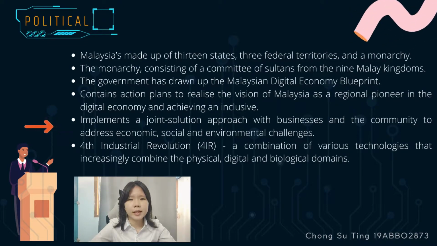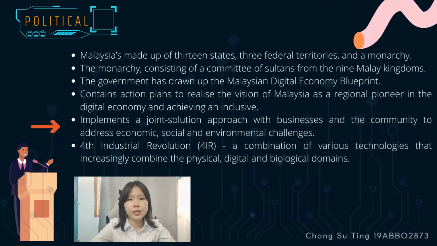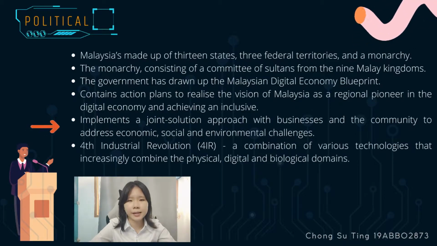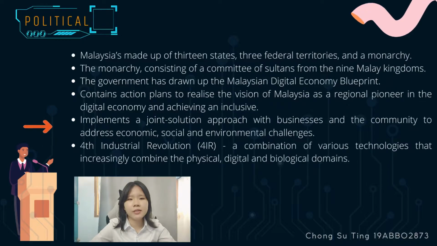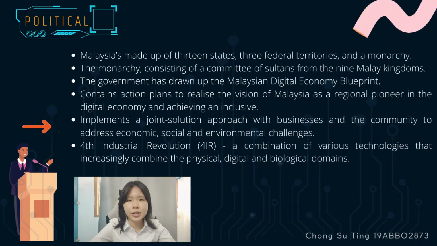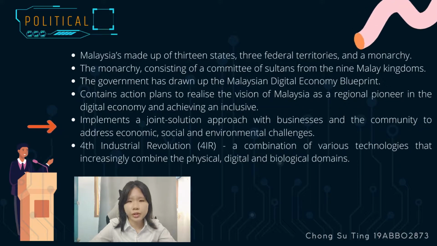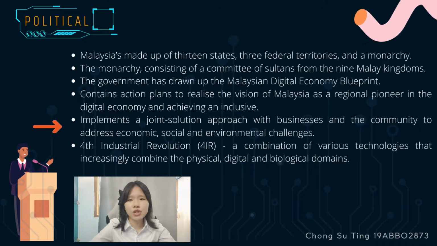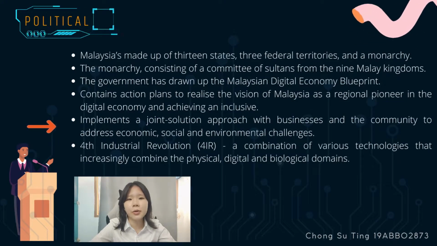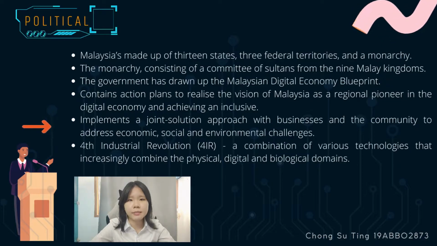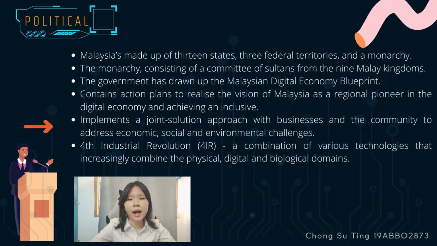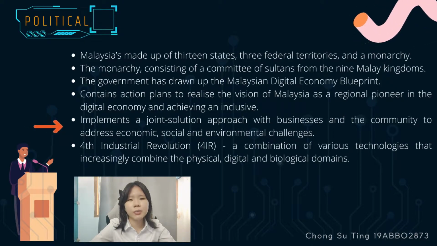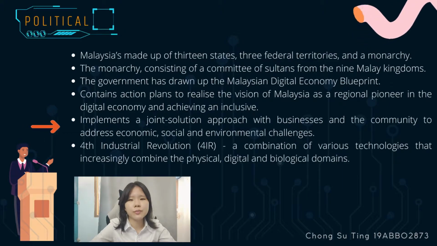This blueprint specifies 6 strategies, namely: drive digital transformations in the public sector, boost economic competitiveness through digitalization, develop digital infrastructures, build a digitally skilled workforce, create an inclusive digital society, and establish a secure and ethical digital environment. Digital economy is an outcome of 4IR due to the widespread adoption of digital technology.